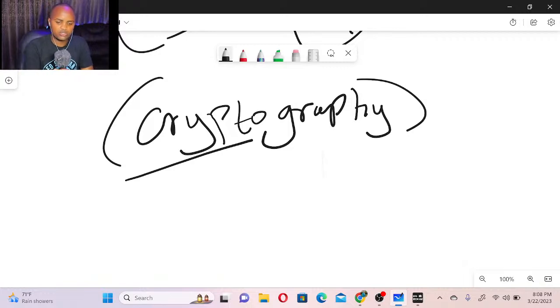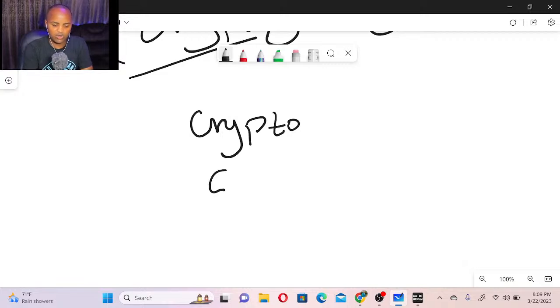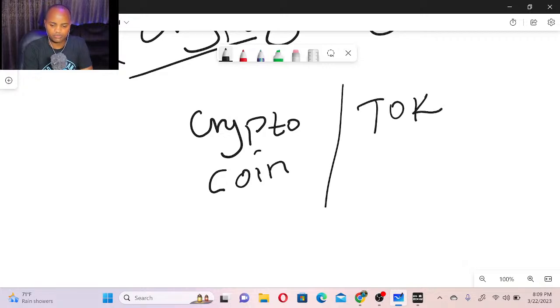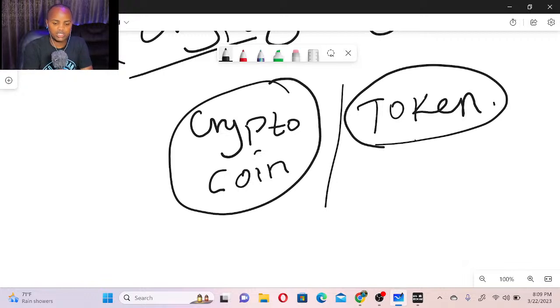Okay, now when you talk about cryptocurrency, we have different types of crypto that can be traded. Maybe you have heard about crypto coins. There is a difference, because there are crypto coins and there are also tokens. I'm talking about this because we are going to be hearing about it as we proceed with this topic. Just proceed and you are going to understand this.